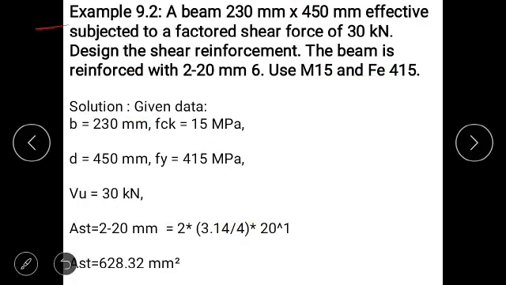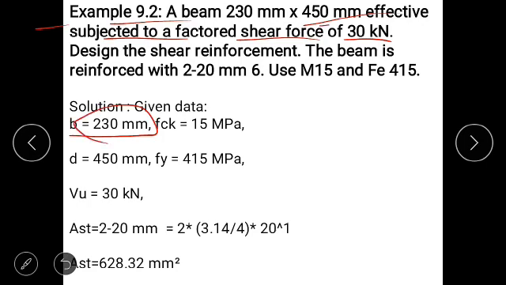Second step, we have to solve the second numerical. Example number 2: a beam 230 mm by 450 mm effective is subjected to a factored shear force of 30 kilonewton. A beam of 230 mm means B is given as 230 mm.